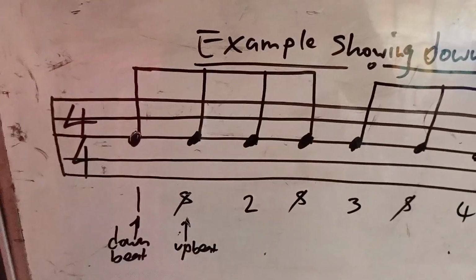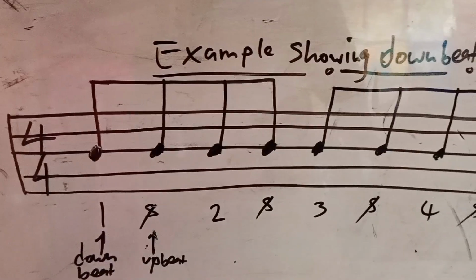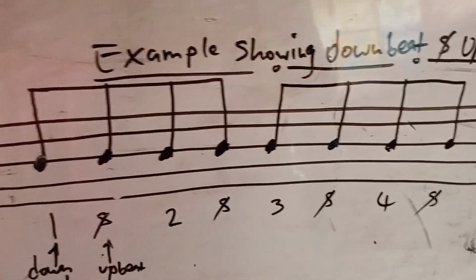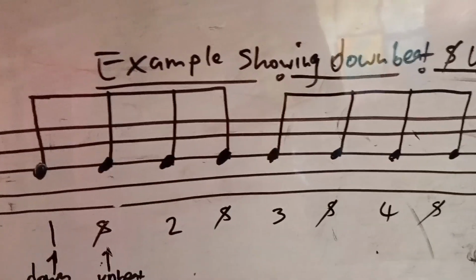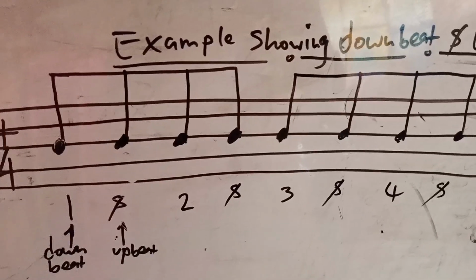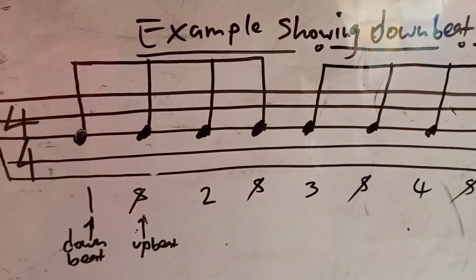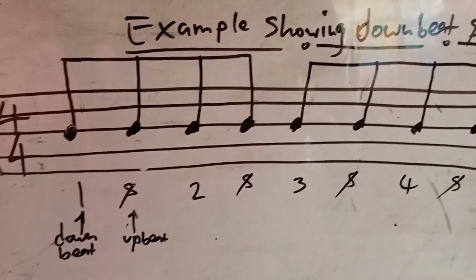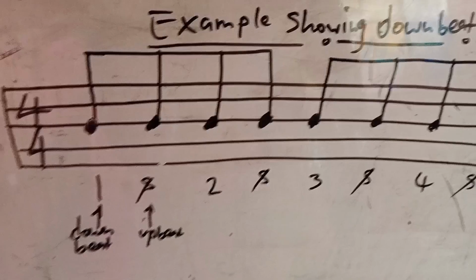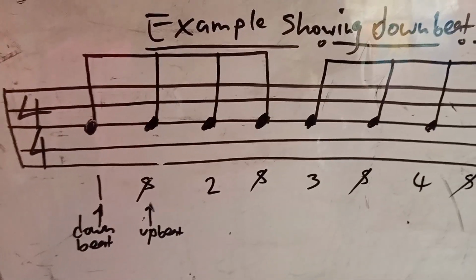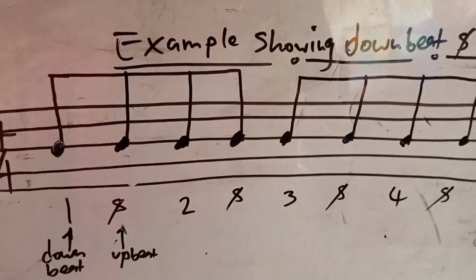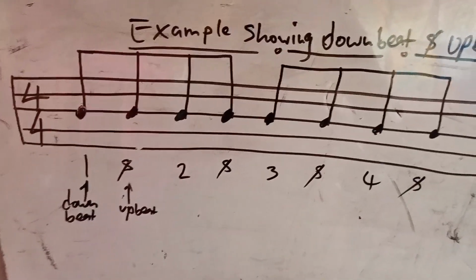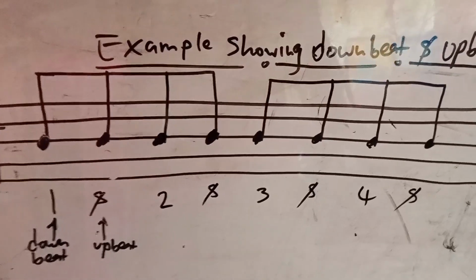So it is 1 and 2 and 3 and 4 and, 1 and 2 and 3 and 4 and. So that is what is happening with these eighth notes. The "and" is always the upbeat, and the first beat is always the downbeat. Okay, so that's how it happens. The downbeat sounds stronger, and the upbeat sounds softer, like that.